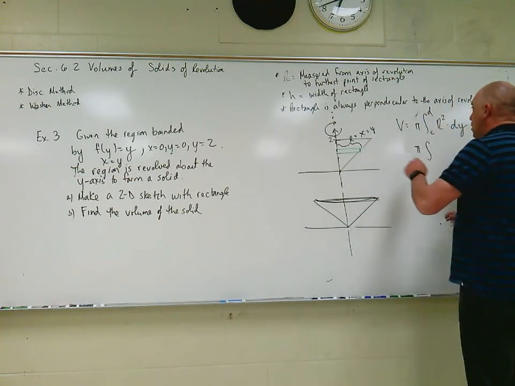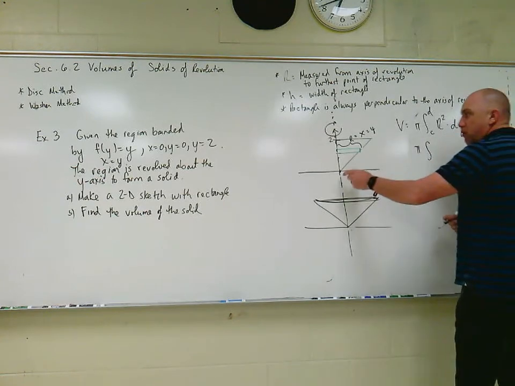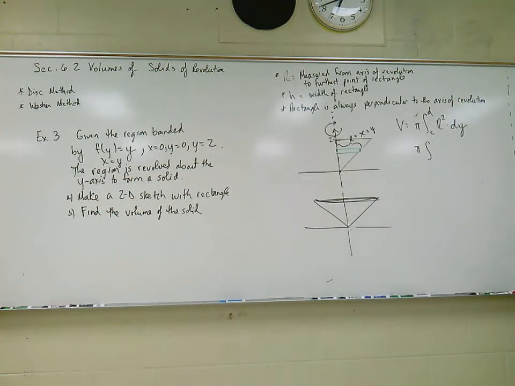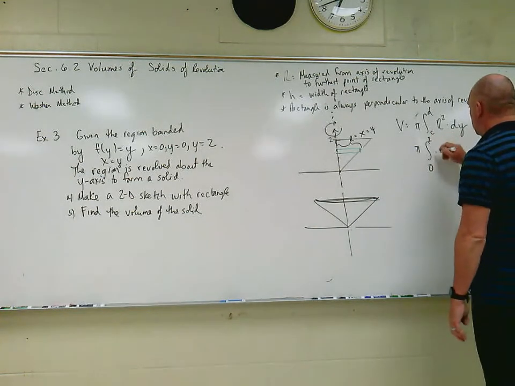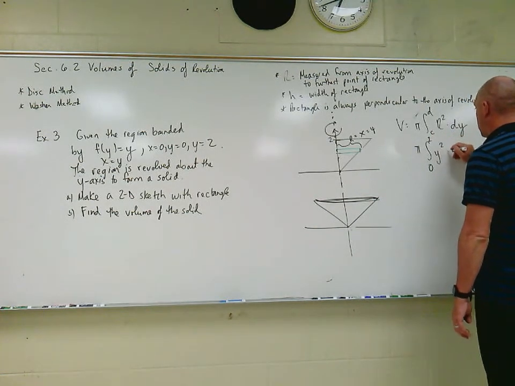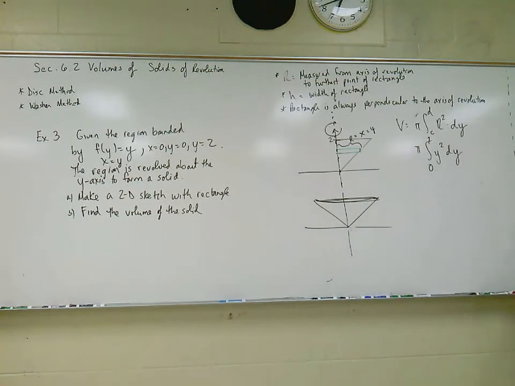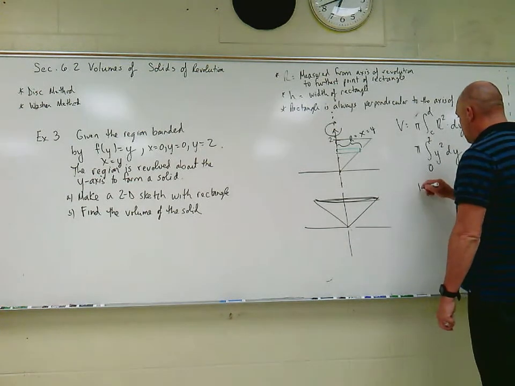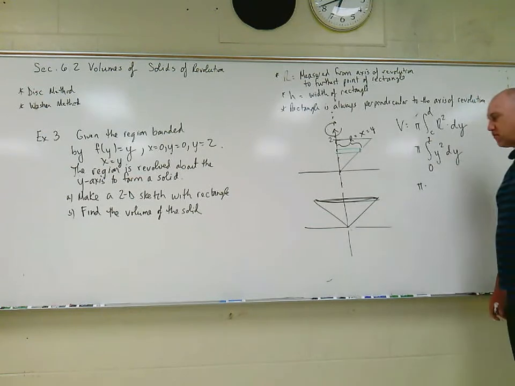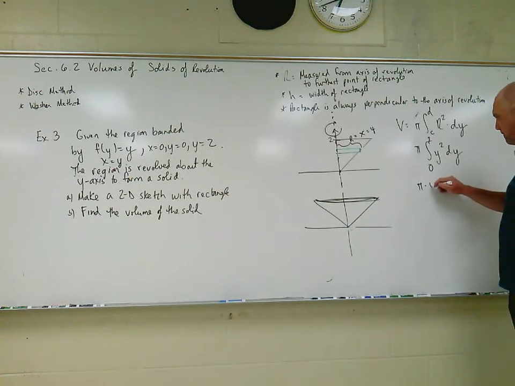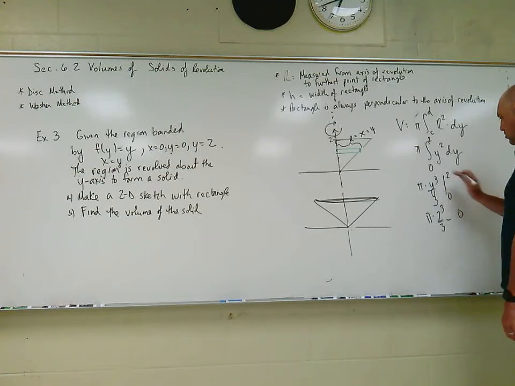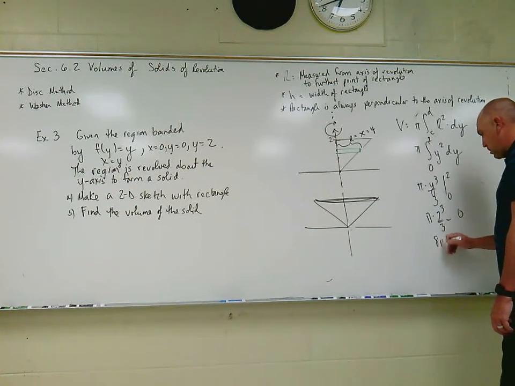All right, what now? My limits, since it's dy, should be y limits. What are my y limits? 0 to 2. So the integral of y quantity squared, dy, and then you work it out. That's how you work it with respect to y, no different. So let's see. Pi times the antiderivative of y squared from 0 to 2, and we get pi times 2 cubed over 3 minus 0. So we get 8 pi over 3.